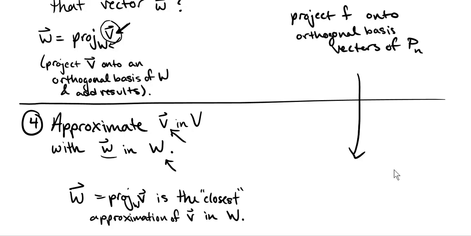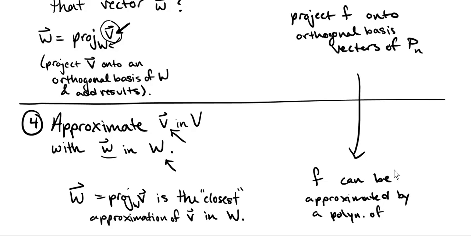And we're going to do the same thing over here. We're going to say f can be approximated by a polynomial of degree n. The projection of f onto these orthogonal basis vectors of Pn will give you a vector in Pn, a polynomial of degree n. That is what's approximating f here.